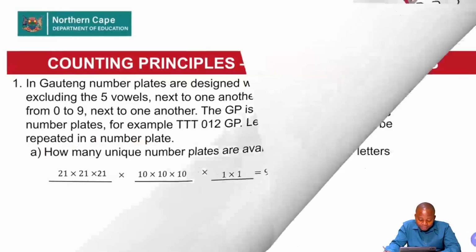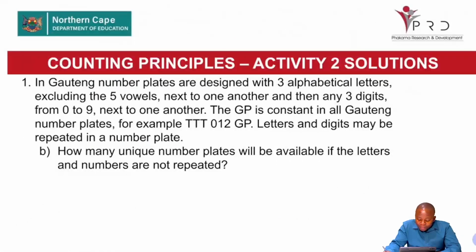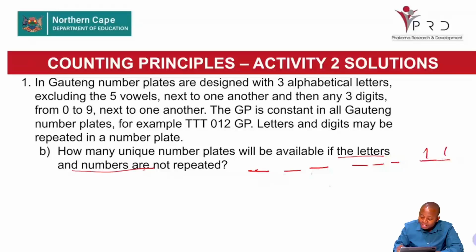Right, let's move on. How many unique number plates are available if letters and numbers are not repeated? Let's go to this one, the nice one. So we are told, how many positions do we have? Remember, 1, 2, 3 numbers. 1, 2, 3 alphabets. 1, 2, 3 numbers. GP is 1 and 1. Set positions, because it's always GP in that case.